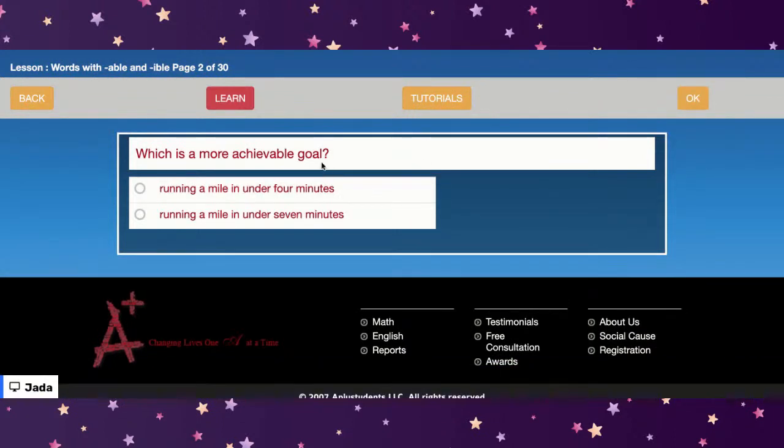Which is a more achievable goal? Yes, one, good. Which is a more achievable goal? Running a mile in under 4 minutes or running a mile in under 7 minutes. So which is more achievable? Is it running a mile in 4 or in 7 minutes? Which is more achievable? Two. Okay.